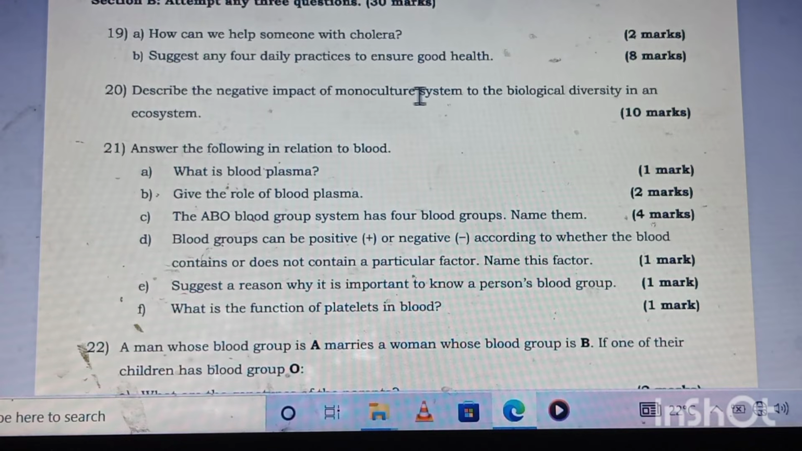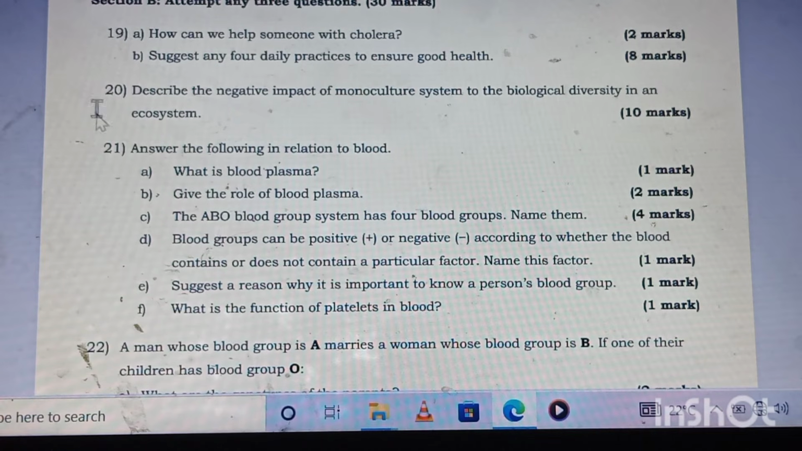Let me go now with question number 19. Question 19A. How can we help someone with cholera? We are advised to go to the hospital or to visit a doctor. B. Suggest any for daily practice to ensure good health. First, body hygiene. The second one is wash your hands before eating. Wash your hands after using the toilet. Drinking boiled water, etc. We have many methods.